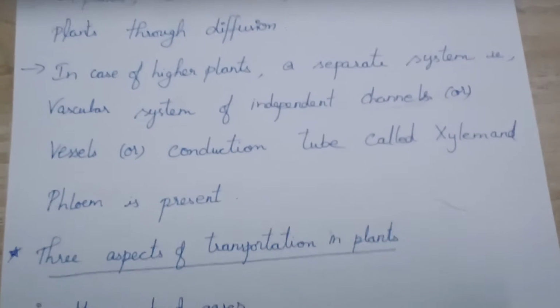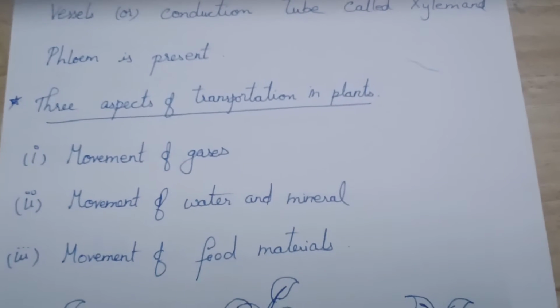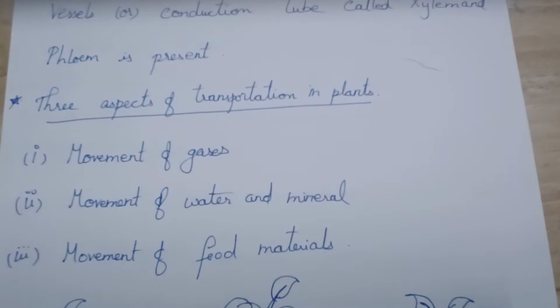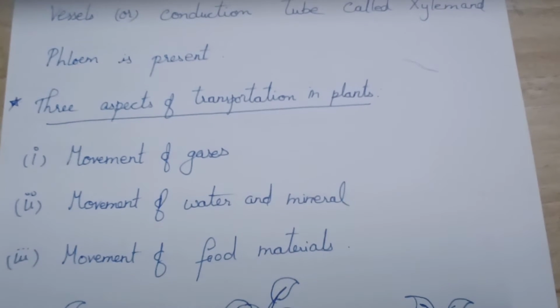There are three aspects of transportation in plants. What are the three aspects of transportation here? Movement of gases is taking place, movement of water and minerals is taking place, and movement of food material is taking place, right? So all these three aspects take place in the transportation. First we'll see the movement of gases.